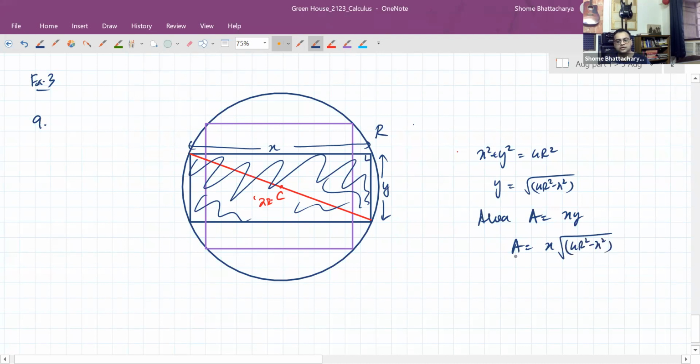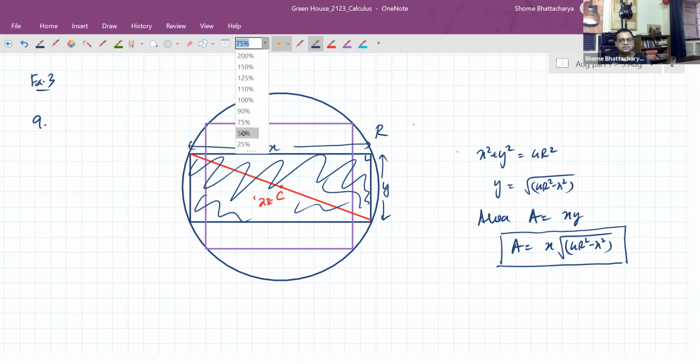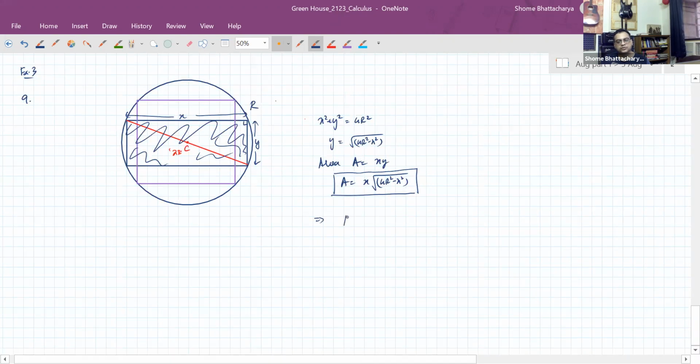Okay. Now again, this looks like a very scary function, and if you try and differentiate it, it is going to be very lengthy. But we can use a trick here. That trick is that if you look at the square of the area, that's something very simple. It is x square into 4r square minus x square. So if area is maximum, then area square will also be maximum. Okay. So now we just want to find the condition for A square to be maximum.